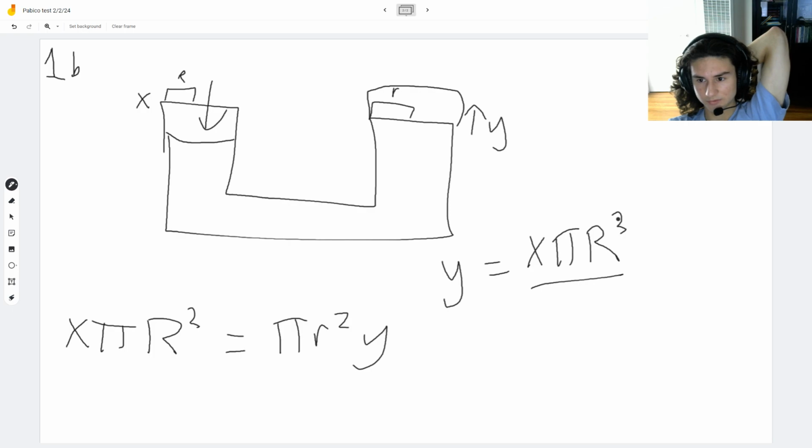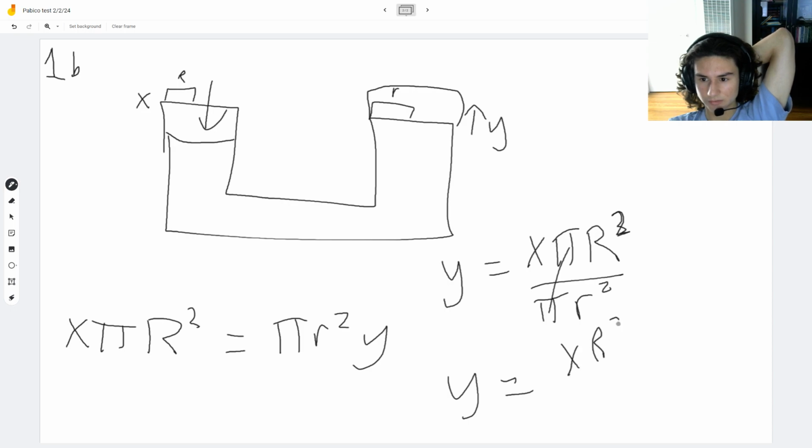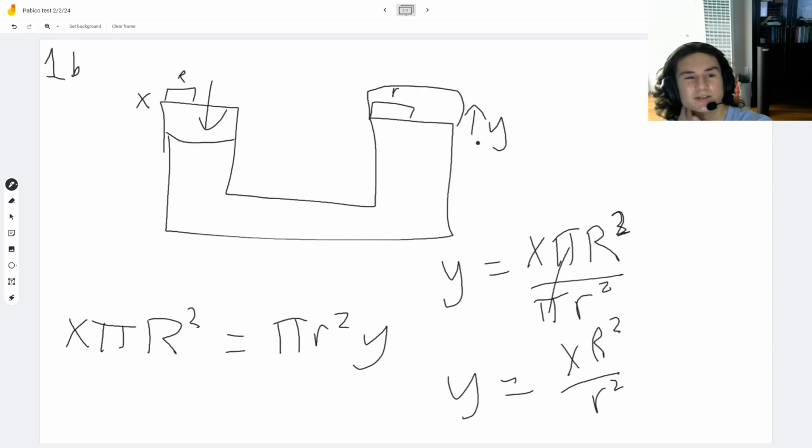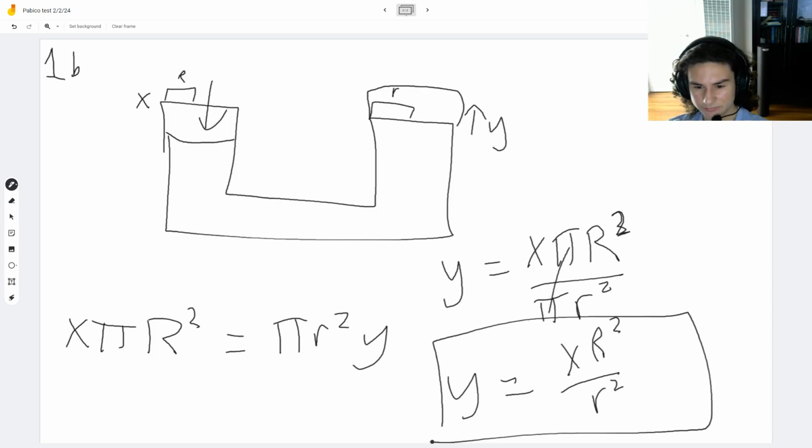That's supposed to be a 2, a little bit clearer, over pi r squared. Pi's cancel, we get y equals x R squared over little r squared. And that's just the distance that gets pushed up. That's basically it for the second part of the first problem.